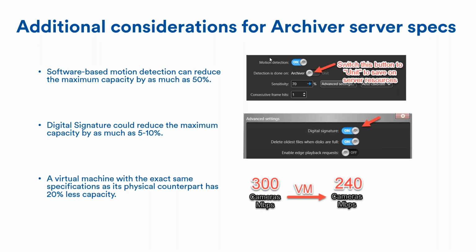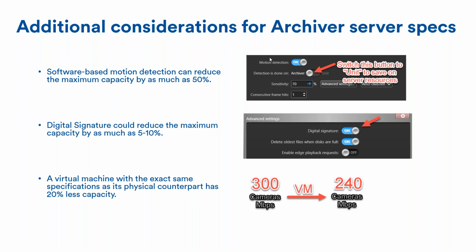As I mentioned, digital signature is what's turned on if you think a judge or a lawyer will request validation that video hasn't been tampered with if it's submitted as evidence. That also can reduce the maximum capacity of an archiver.